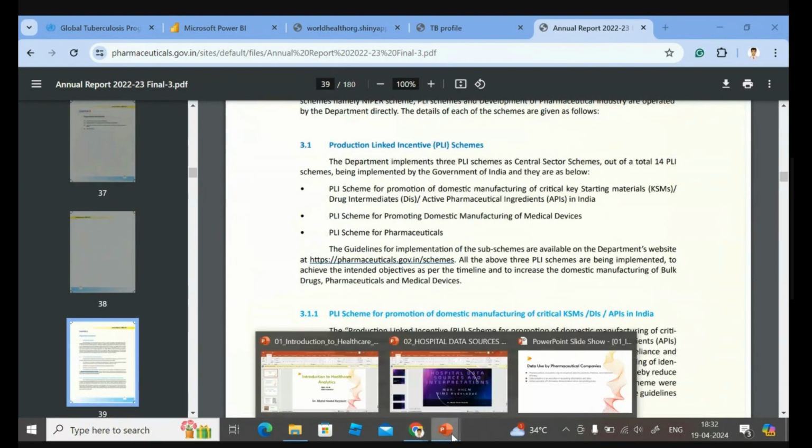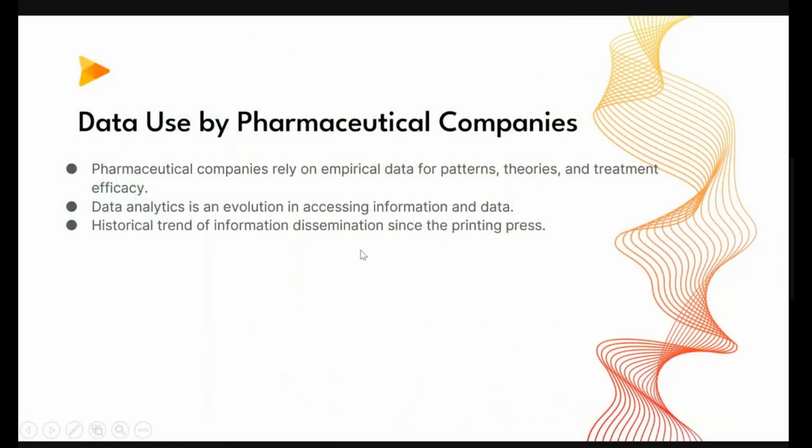Okay, let's go back to our data usage. Right, so data analytics is an evolution in accessing information and data. Undoubtedly, that's true, and it holds true for the majority of cases. And the historical trend of information dissemination since the printing, and you're able to download the annual report 2022-2023 because of the dissemination. All the big companies, you can go and look into it. Let's do that one more time.